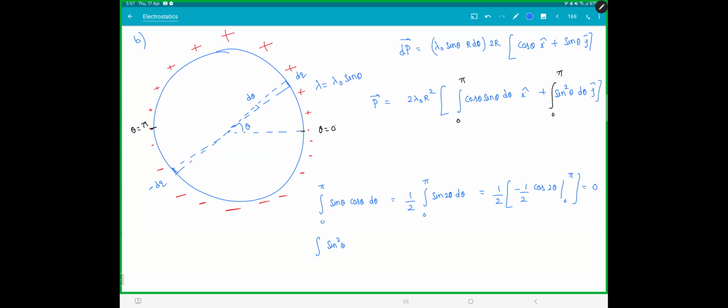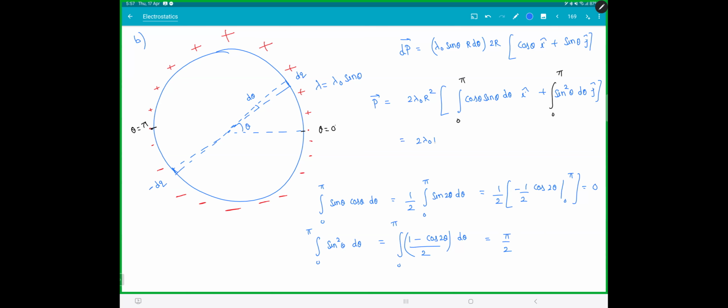We can clearly see here the i cap cancels out. The component is only in the j direction. So integral sine square theta d theta, 0 to pi. This can be written as 1 minus cos 2 theta by 2 into d theta. This thing also, if you integrate, that cos 2 theta will be sine 2 theta, you'll end up with pi by 2. There you are done. Substitute here.